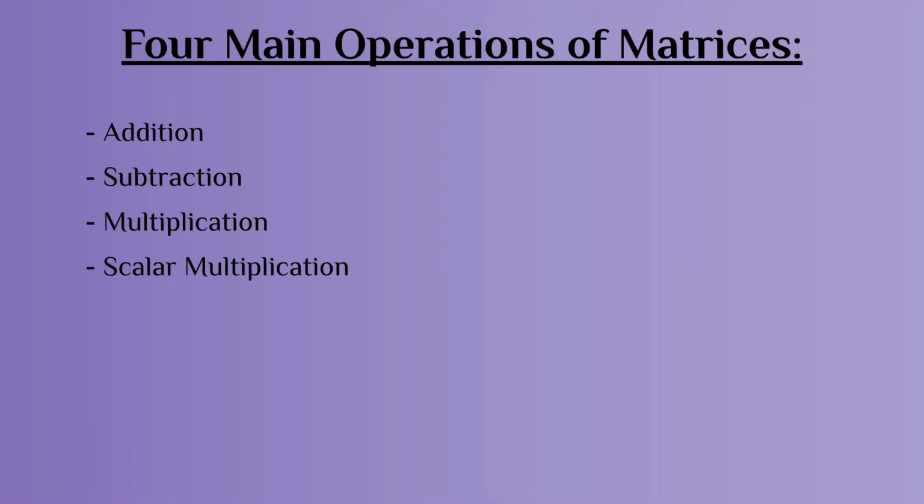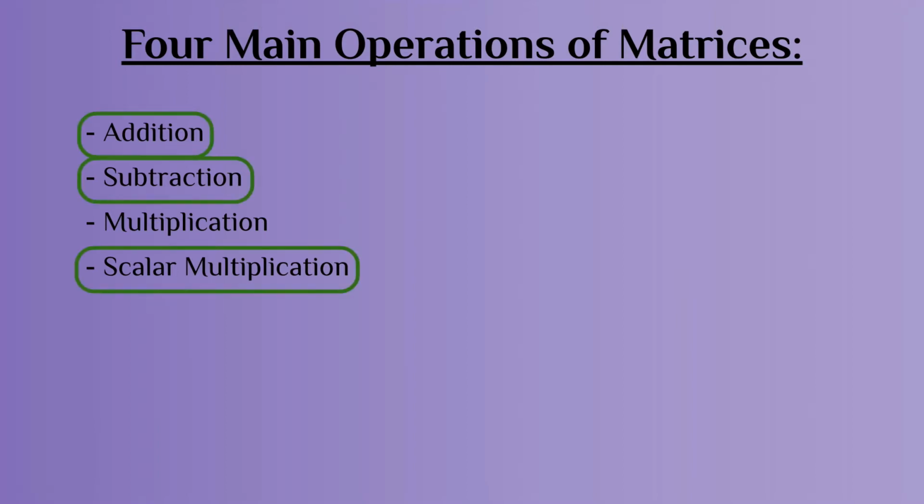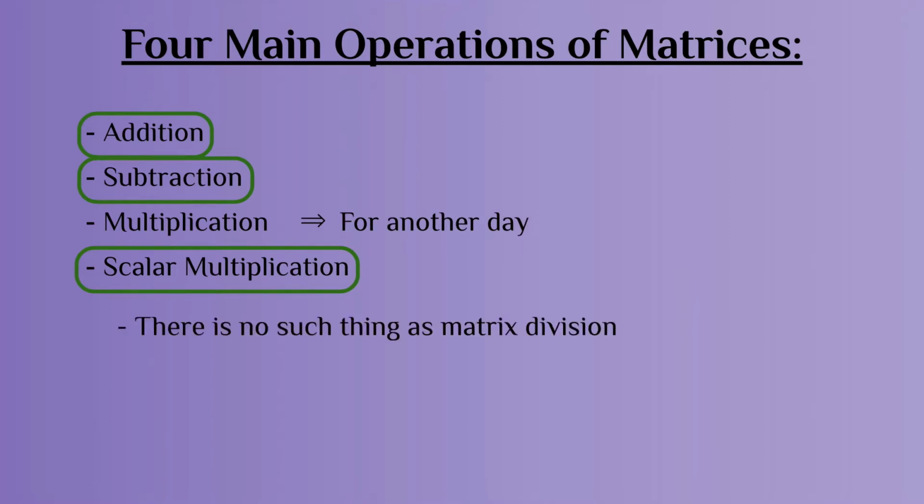Time to talk math. There are four main operations on matrices, but today I'm only going to talk about three: addition, subtraction, and scalar multiplication. So far I'm saving matrix multiplication for another day, and maybe explaining why there is no such thing as matrix division for another day too.